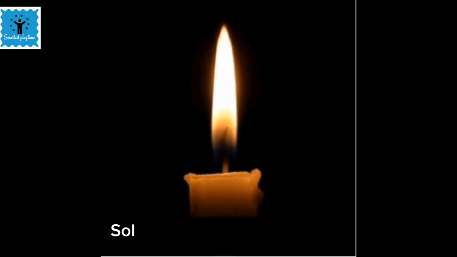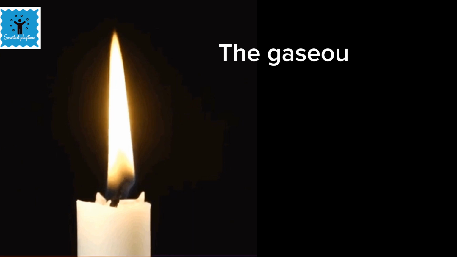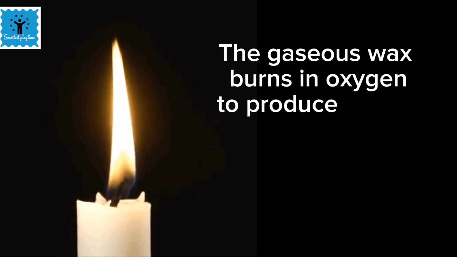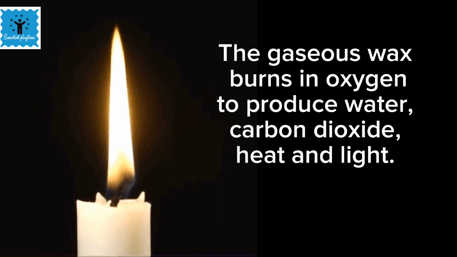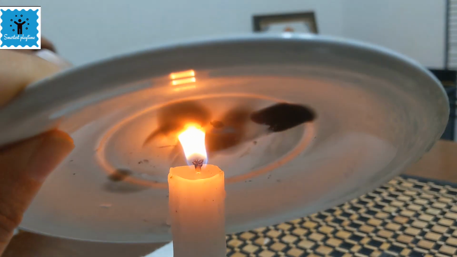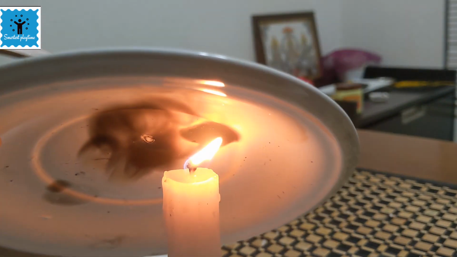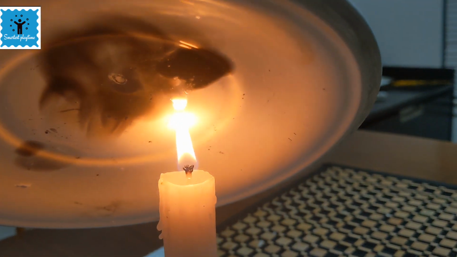As the candle burns, the solid wax converts into liquid and then evaporates to become gas. This wax, which is in the gaseous form, now burns in the presence of oxygen and produces heat, light, water and carbon dioxide. It also produces carbon in the form of black soot that we see on the spoon and plate.